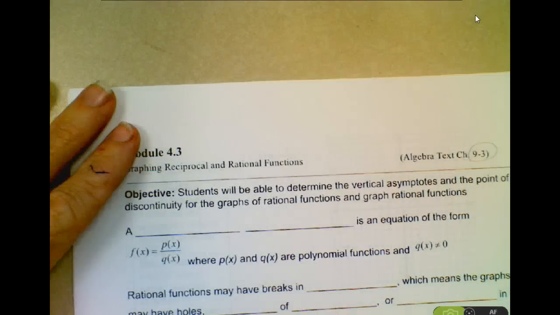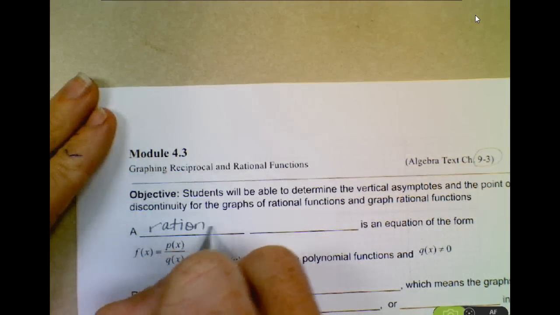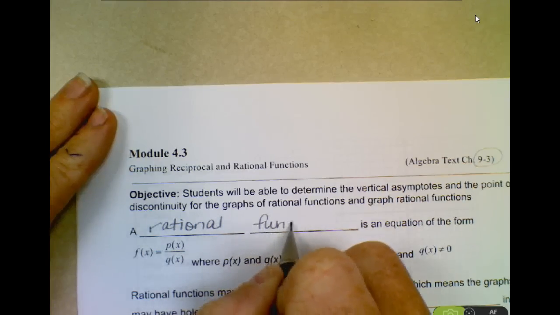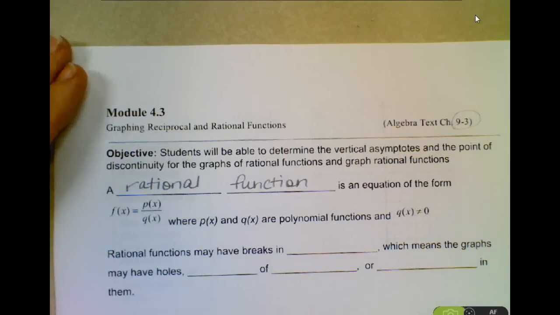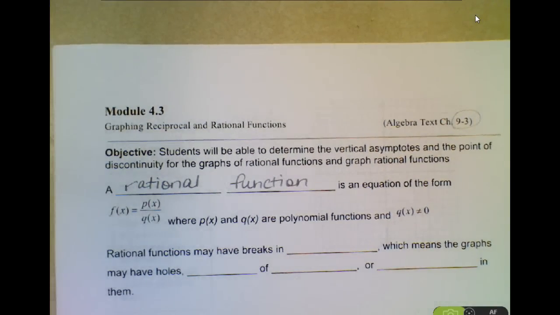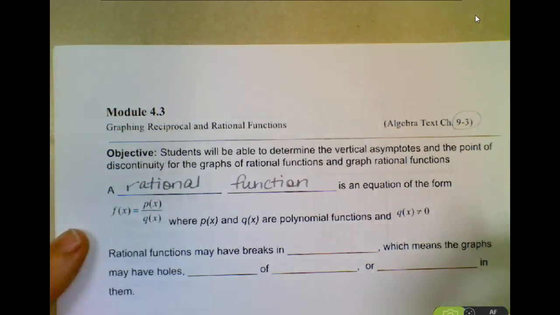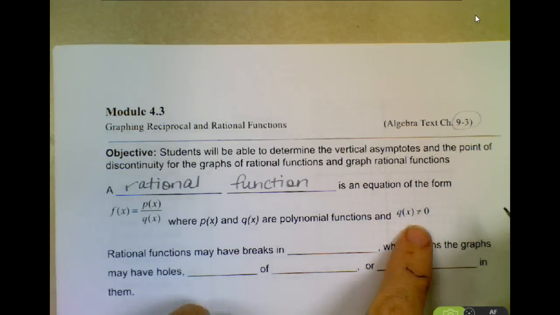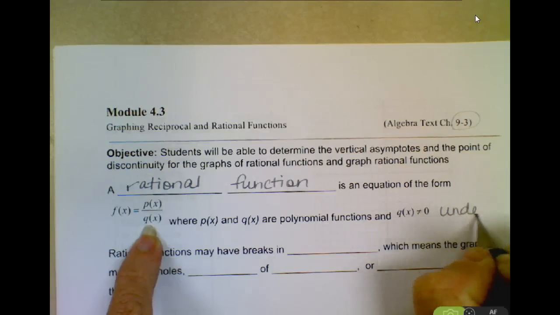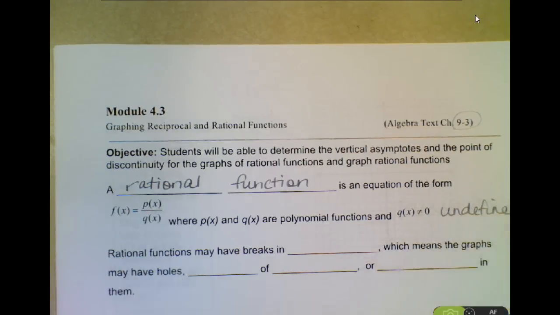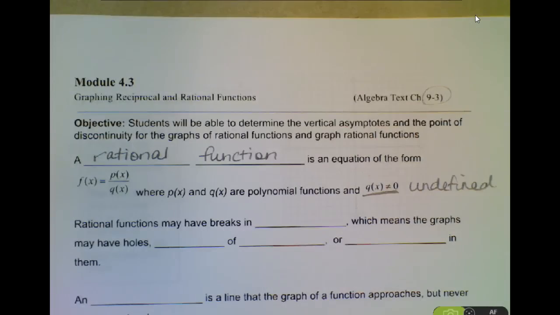So, a rational function is an equation of the form f of x equals p of x over q of x, where p of x and q of x are polynomial functions and q of x does not equal 0. You need to think about why we have it there. Q of x equaling 0 on the bottom would give us an undefined function. Cannot have a function where we have 0 as the denominator. So that's kind of a key thing we've got going on.